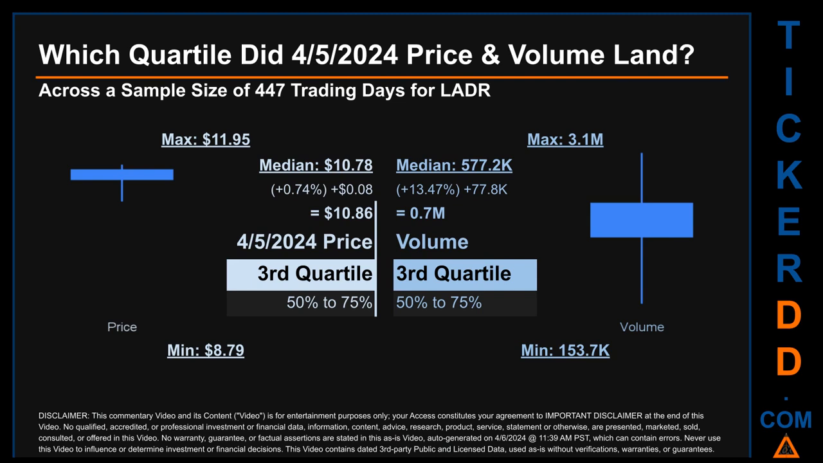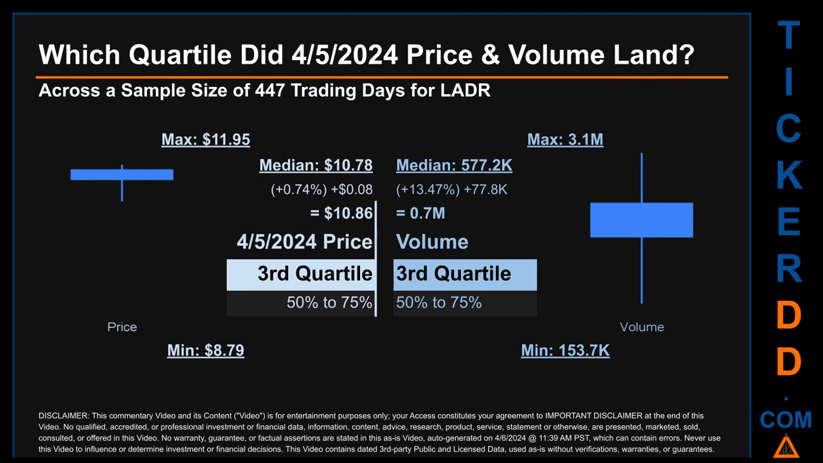The day's volume landed within the third quartile, that is within the 50% to 75% range of all sampled daily volume, which saw a max daily volume of 3.1 million and a minimum of 153.7 thousand. Quartiles tell us about the spread of a data set by breaking that data set into quarters, just like how the median breaks the set into half.